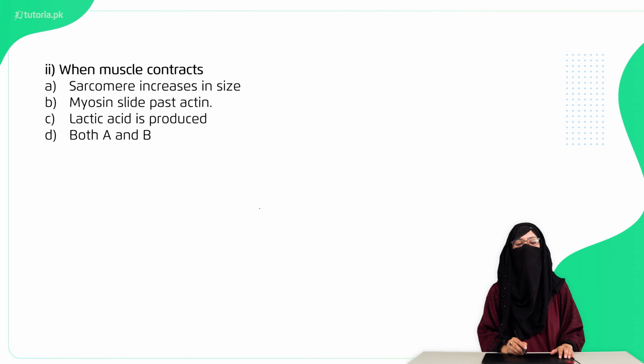Question 2 है, when muscle contract, sarcomere increase in size, myosin slide past actin, lactic acid is produced, both A and B. The right option is option B, myosin slide past actin.